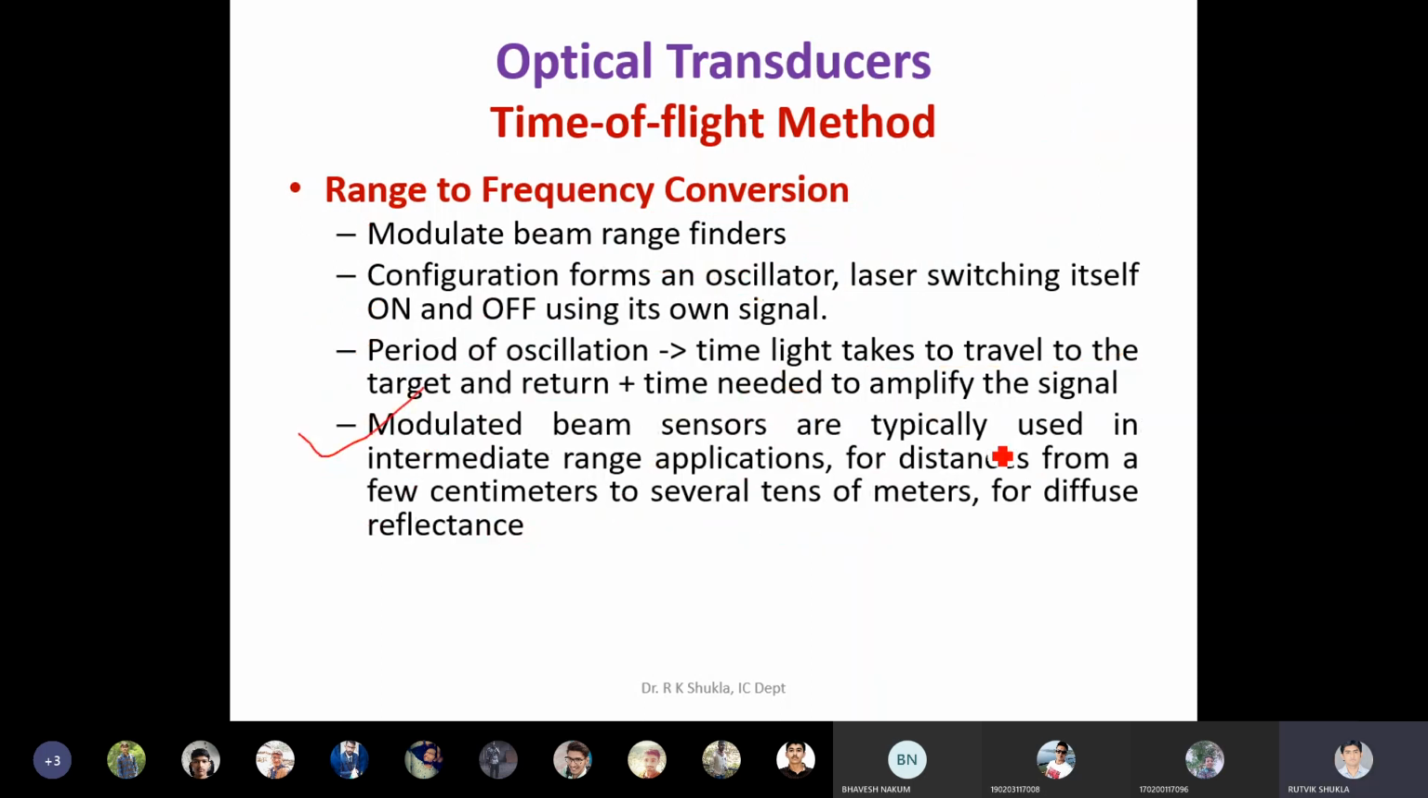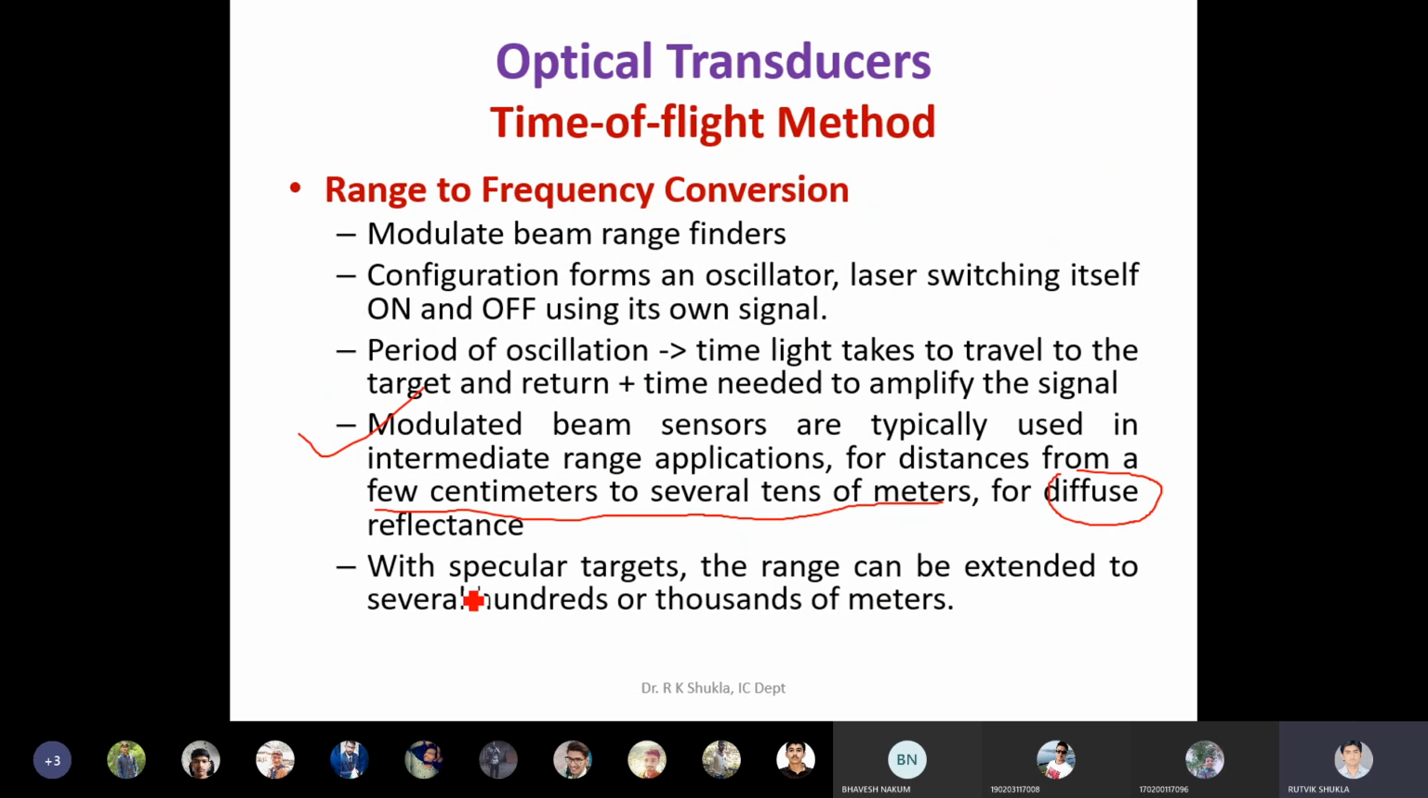These modulated beam sensors are typically used in intermediate range applications for distances from a few centimeters to several tens of meters. It means we are talking about from 1 centimeter up to 99 meters. Clear? It has a higher range. But this is true when you are dealing with diffuse reflectance or a diffuse surface. If you have a surface which is specular in nature, the range can be extended to several hundreds or thousands of meters. Clear? So you can increase the range whenever the nature of the target changes.